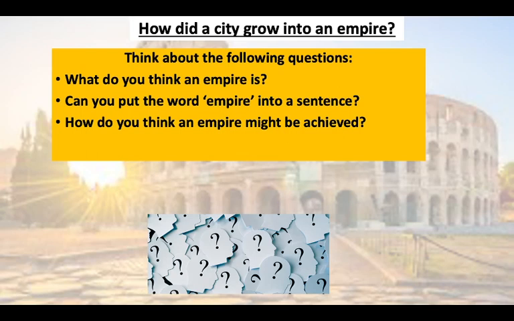Okay, so either on a piece of paper or on your Word document, either is fine, I want you to make some notes and have a think about the following questions. What do you think an empire is? Can you put the word empire into a sentence? And how do you think an empire might be achieved? So how does somebody create an empire in the first place? If you want to pause the video here for about 3 or 4 minutes and have a really good think about those 3 questions, and then we'll have a bit of a think about it.